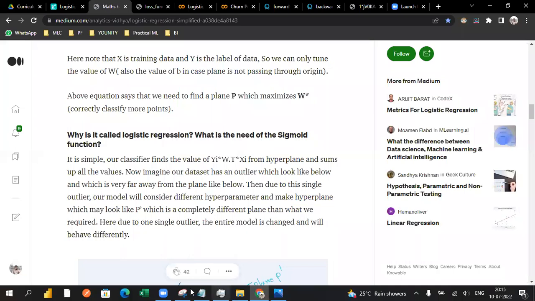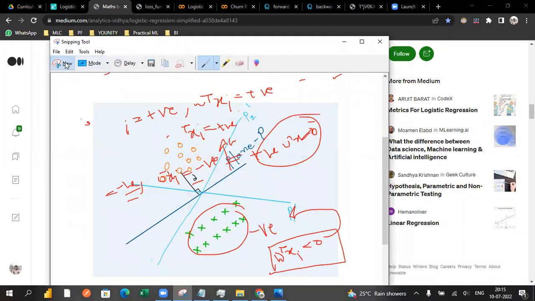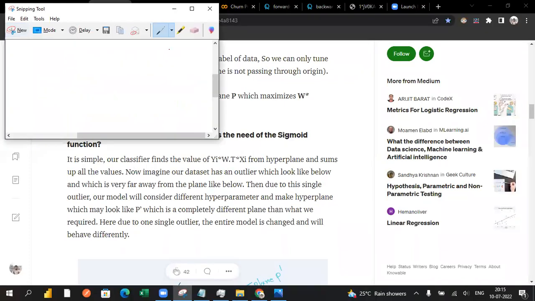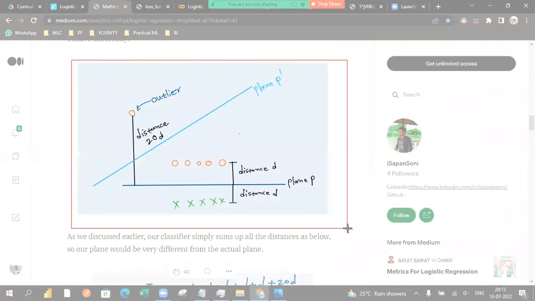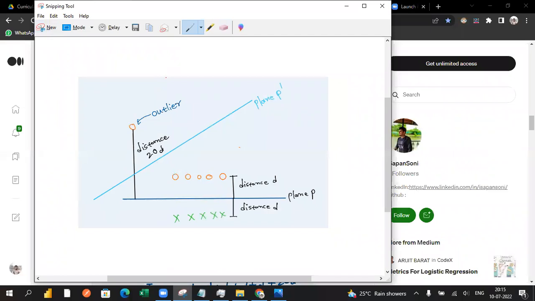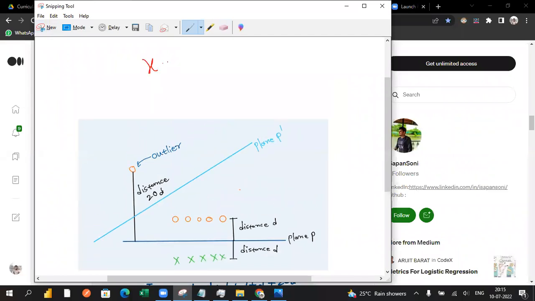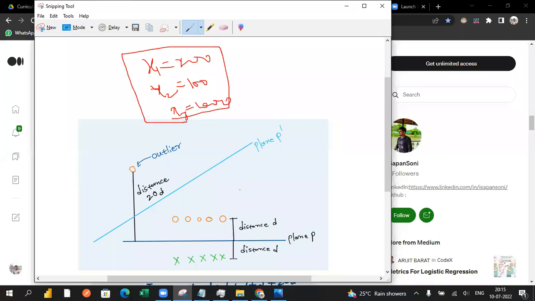And what will happen? Let's take this diagram. Eventually all the data points may not be in the right scale, or you can say the right matrix at a time. You will have data points like x1 is equal to 200, x2 is equal to 100, and x3 is equal to a very large number like 10,000. So how do you handle the x3 value? We can also call it an outlier.